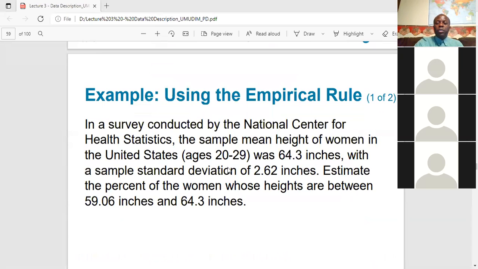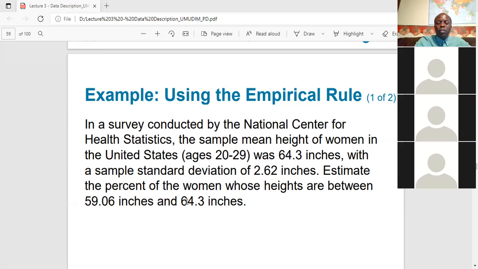Now let us see how we can use it. In a survey conducted by the National Center for Health Statistics, the sample mean height of women in the United States, women of age 20 to 29, was 64.3 inches with a standard deviation of 2.62 inches. Estimate the percent of women whose heights are between 59.6 inches and 64.3 inches.